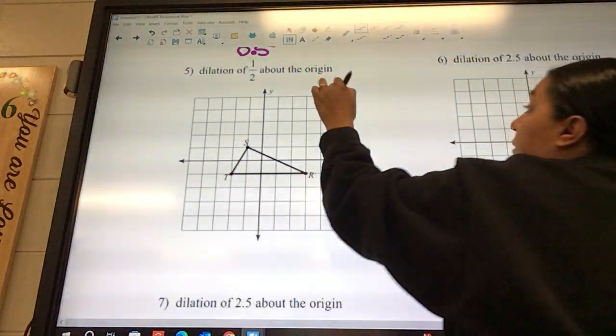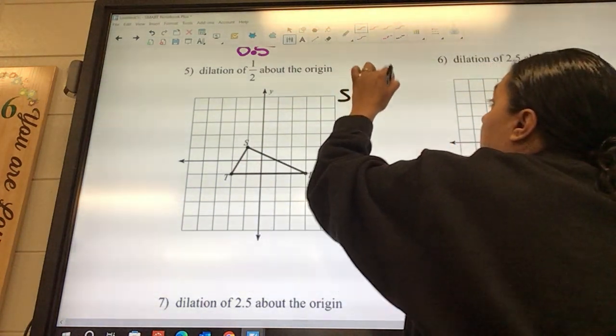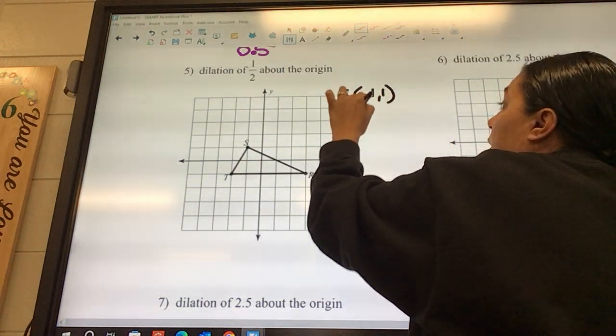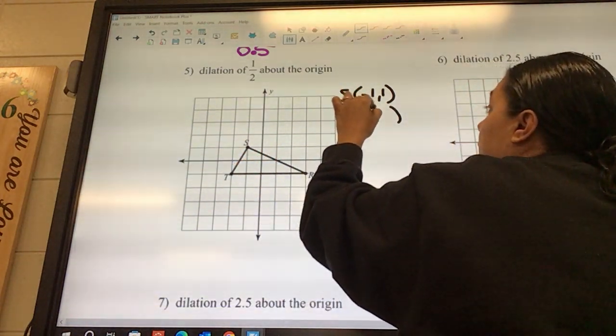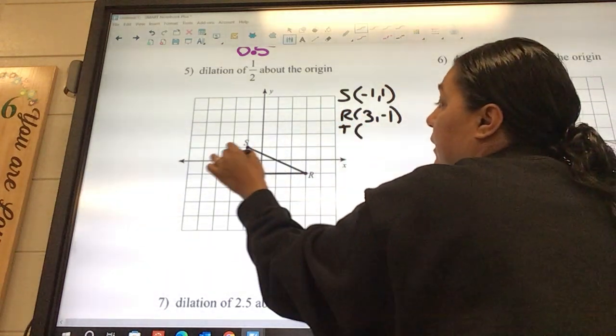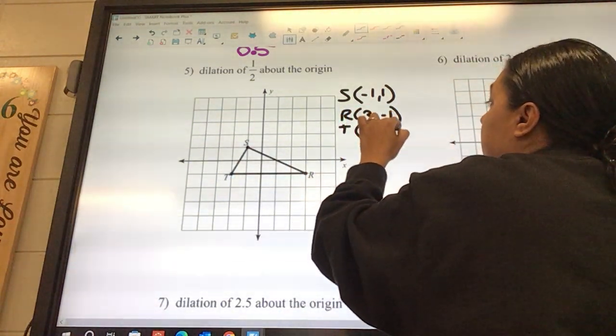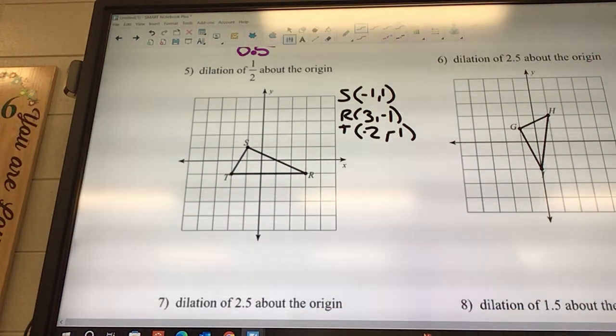So my S is left 1, so negative 1, up 1. My R is going to be 1, 2, 3, and then down 1, and my T is going to be left 2, down 1. Okay, so we're going to take all of these and times them by 0.5.